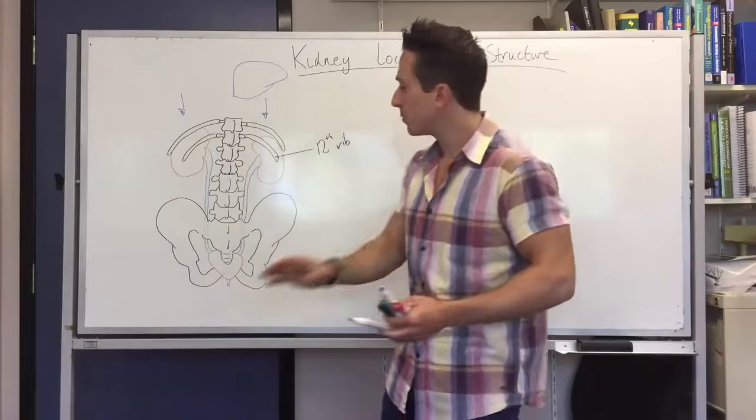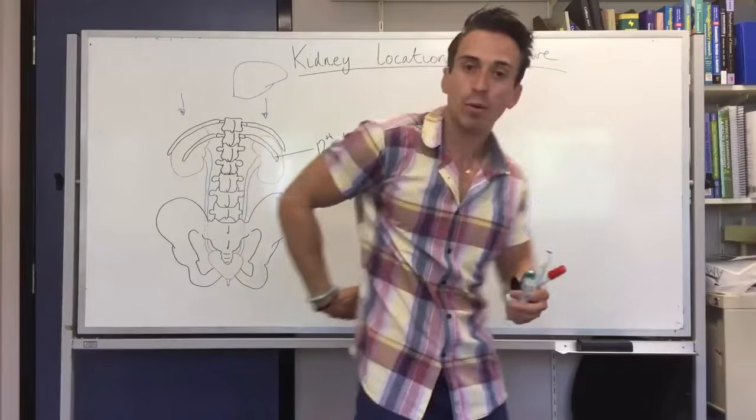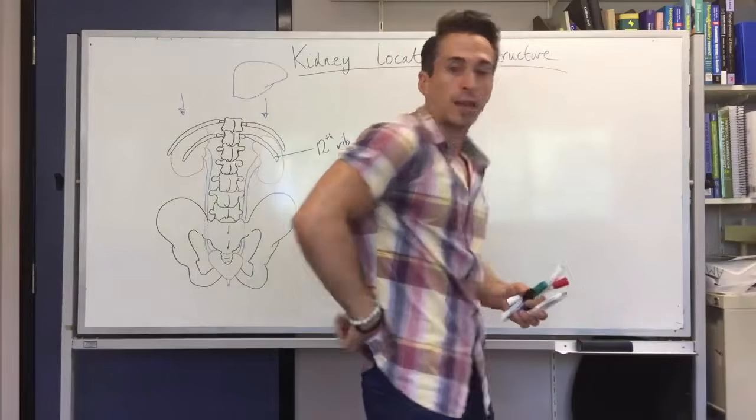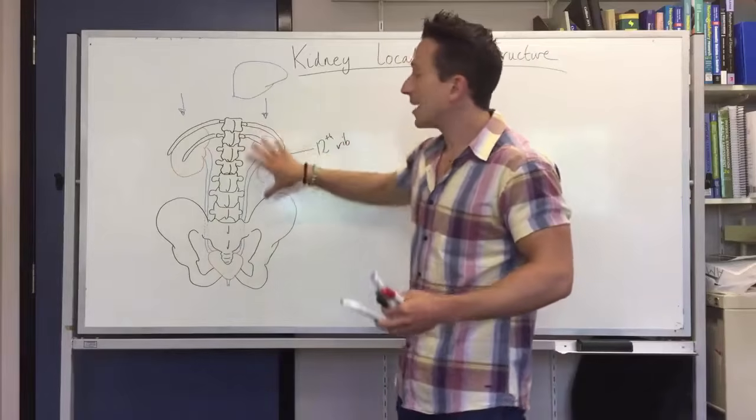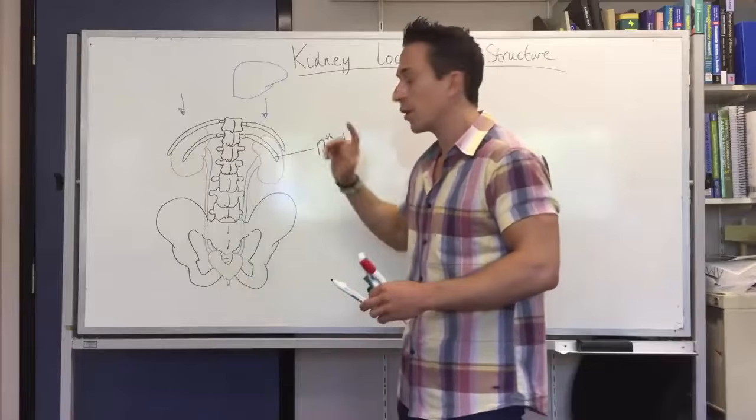It protects the kidneys because the ribs don't do a very good job of that, and therefore it's very open to being hit at the flank. And it's there to anchor the kidneys as well. So keep the kidneys where they are so they don't start floating around.